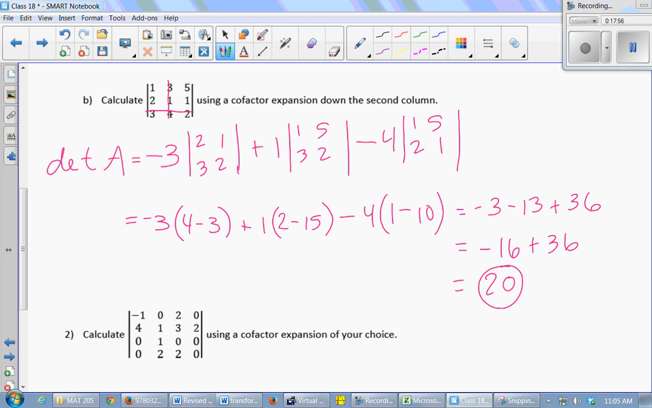So because you have your choice of what column and row to use, if you have a row or column that has a lot of zeros in it, choose that one, right? Because then you don't have to actually calculate the determinants of these submatrices.